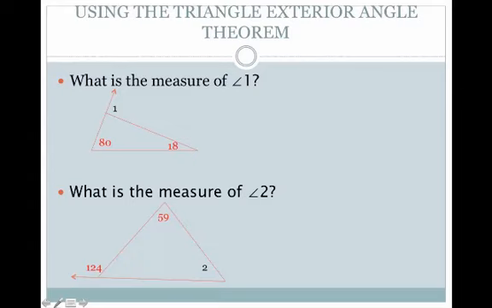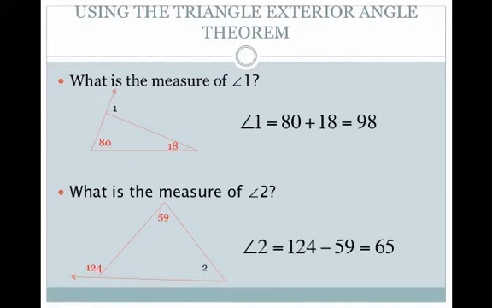All right, so we want to find the measure of angle 1 here. Angle 1, remember, is equal to the measure of angle 2 plus 3, 2 and 3 being its remote interior angles. Well, 80 and 18 are remote interior angles to angle 1, so angle 1 is simply 98. Then find the measure of angle 2. So 124 is our exterior angle this time. 59 and angle 2 are our remote interior angles. So subtract 59 from 124 and you get 65, because then you can add 59 plus 65 to equal 124.